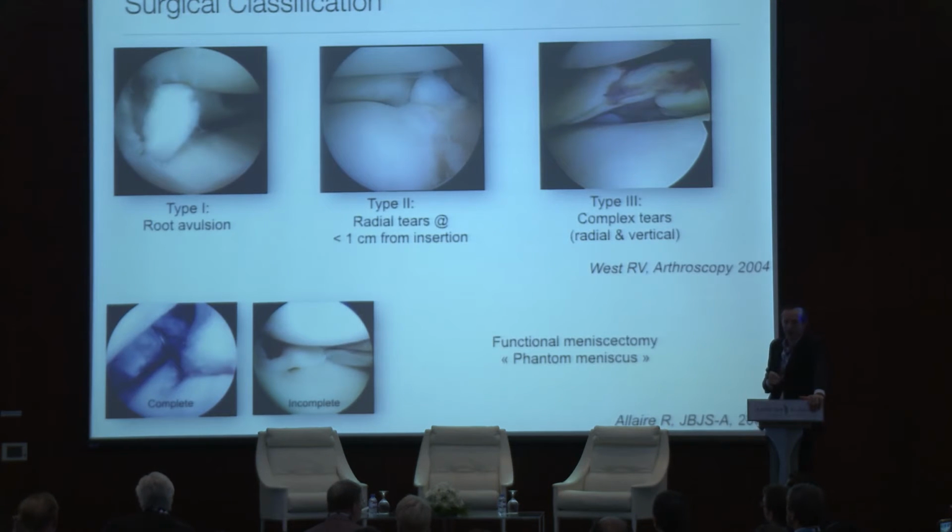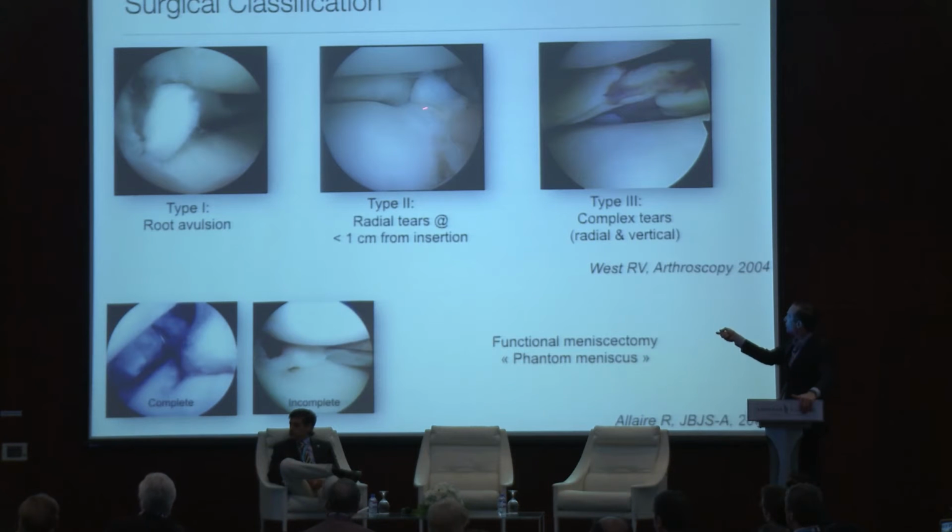Surgically, you can classify these in a number of classifications, and the essential bit is that we can repair these quite well because the tear is very close to the bone. If you have a type 2 tear a centimeter away from the root, then the healing potential will be very difficult, and if you have a very complex tear, it makes life even more complex. In the type 1s, you will see either complete ruptures or incomplete ruptures. So that's very important to understand.